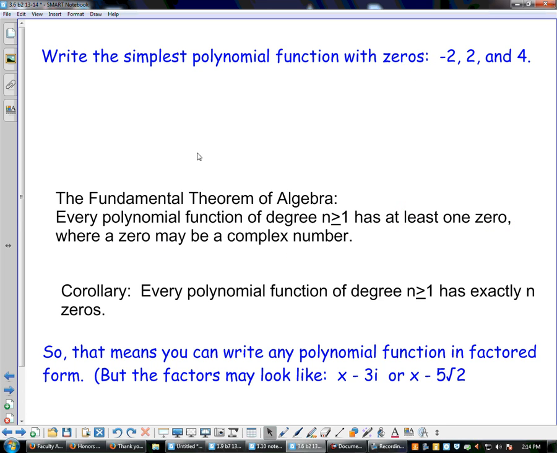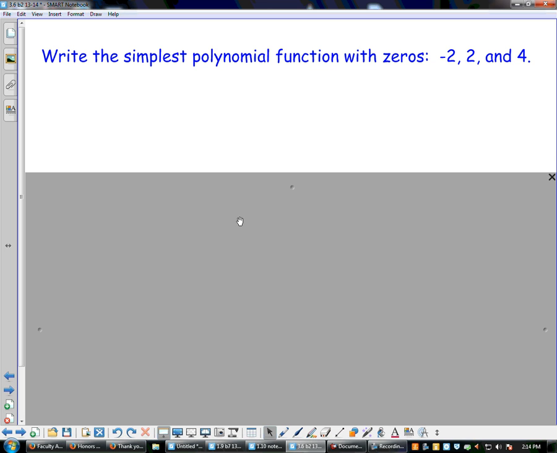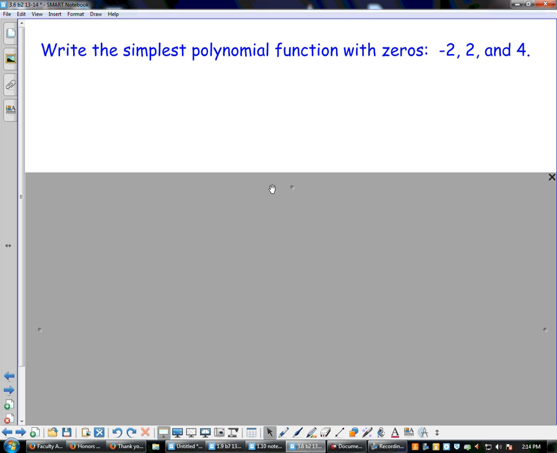So let's take a look at this example. Let's write the simplest polynomial function with zeros -2, 2, and 4. If we want to write the simplest polynomial function, remember that if -2 is a 0, what must be a factor? x plus 2. And if 2 is a 0, what must be a factor? x minus 2. And if 4 is a 0, what must be a factor?